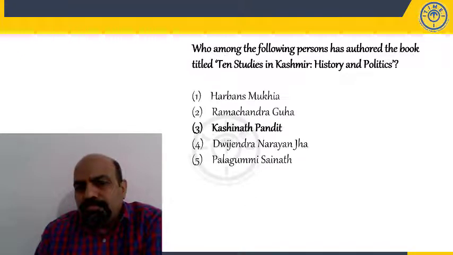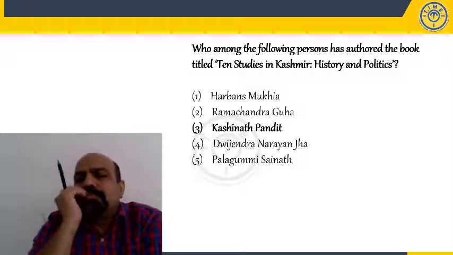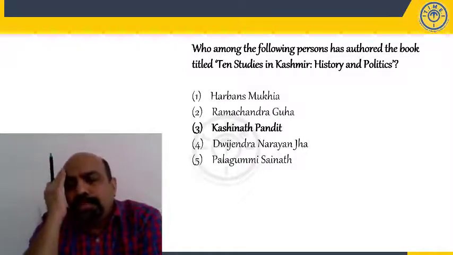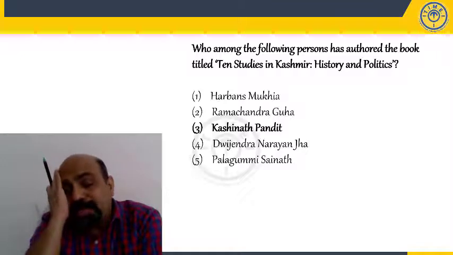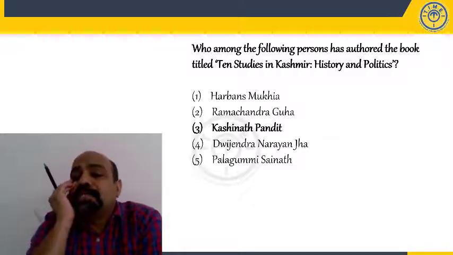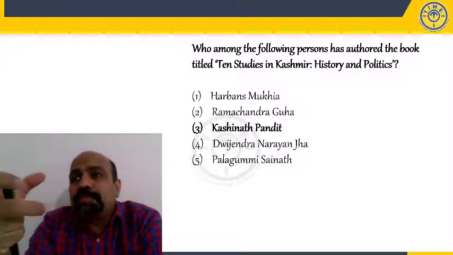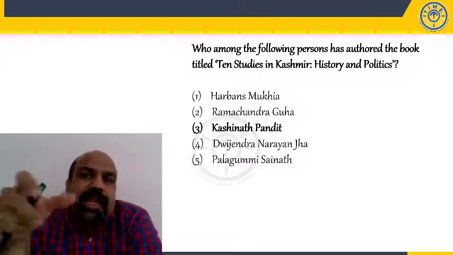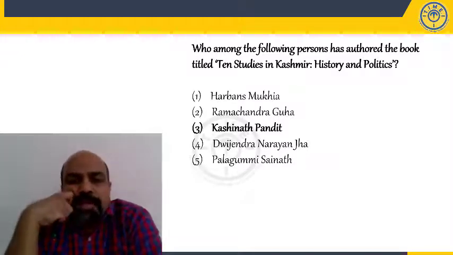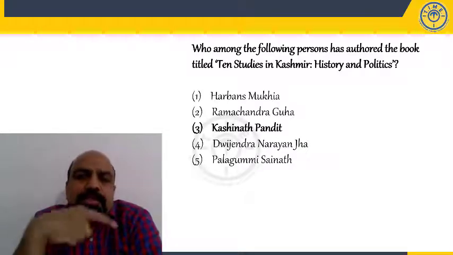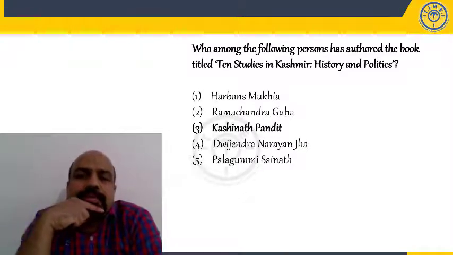Who among the following persons authored the book titled Ten Studies in Kashmir, History and Politics? This book picks 10 major ideas and discusses them. The author is Kashinath Pandit. He is a Kashmiri Pandit basically.